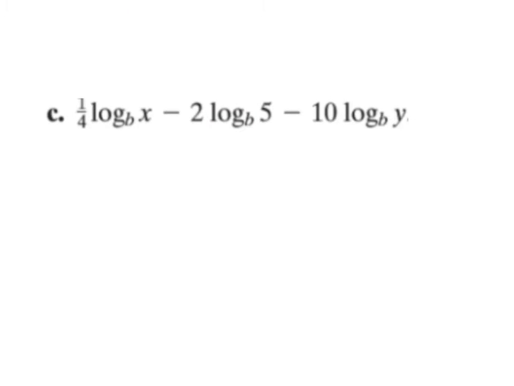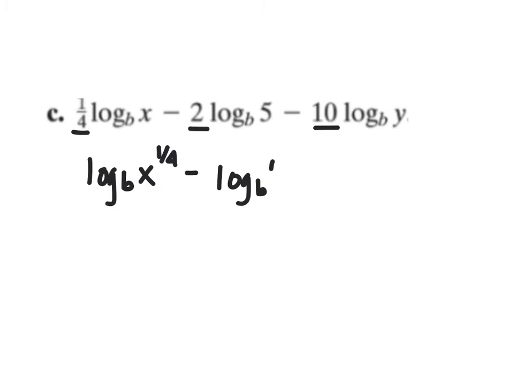Let's take a look at this guy. These two get a little involved. Now, here's where it gets a little tricky. Let's do the opposite of the power rule. Let's bring those numbers up first. So I've got log base b of x to the 1/4 minus log base b of 5 squared, minus log base b of y to the 10th.